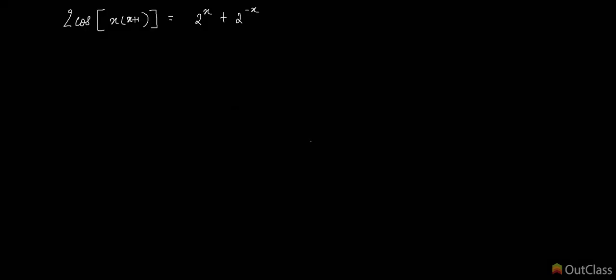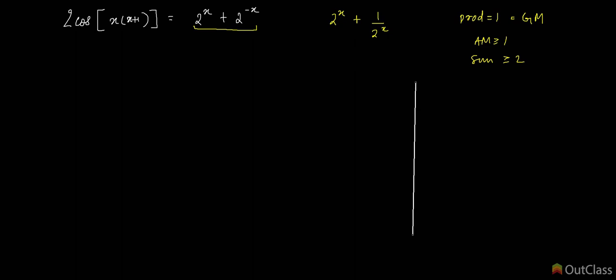So the question was asking for how many solutions this equation has, and the first thing to notice is that the RHS is a term and its reciprocal, 2 raised to X plus 1 by 2 raised to X. Now this is basically two terms whose product is equal to 1, which basically means its GM, geometric mean, is equal to 1. So the AM has to be greater than or equal to 1, which means that the sum of the two terms has to be greater than or equal to 2. Now you can use this to plot a rough graph. Even without, you could have drawn the graph, but that's what it looks like.